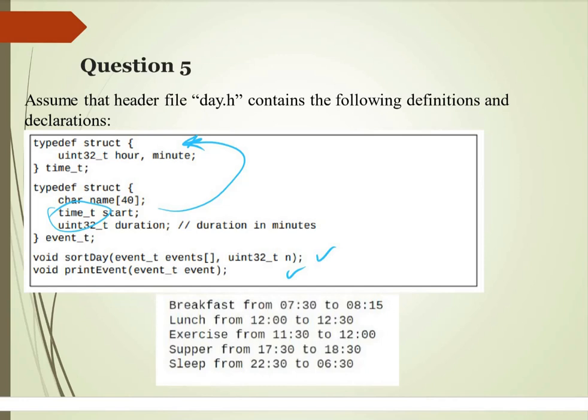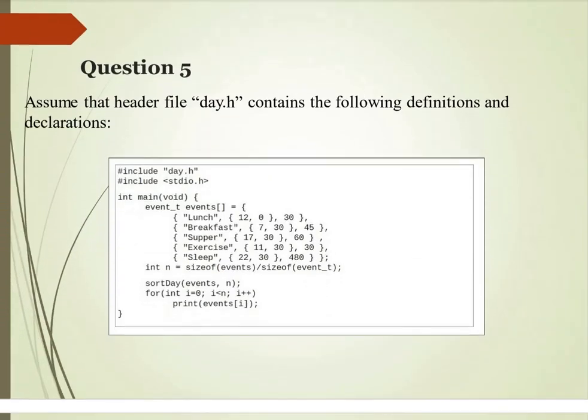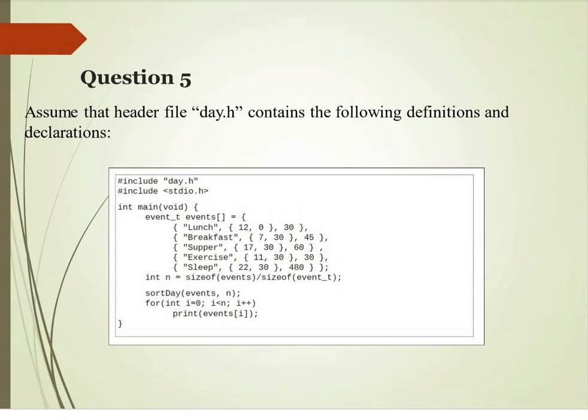Okay, so how can we develop these functions? Let's look at how the main looks. We have events consisting of lunch, breakfast, and so on and so forth, with the start times and also the duration. And then we get this n, which is the number of events that exist in the file. And then we have the sort date function that we need to develop, and the print function.